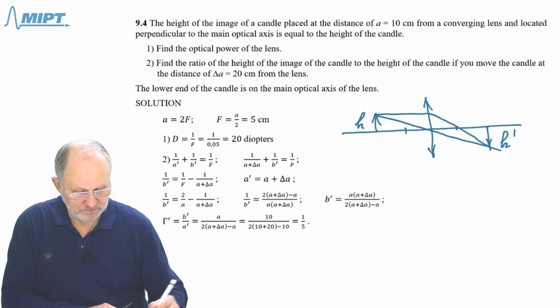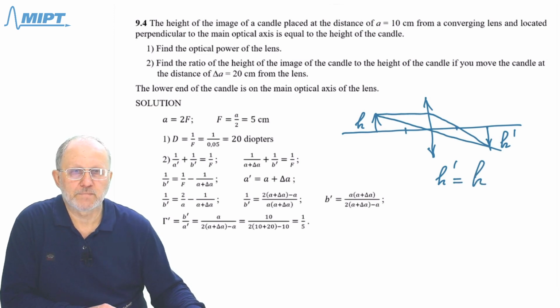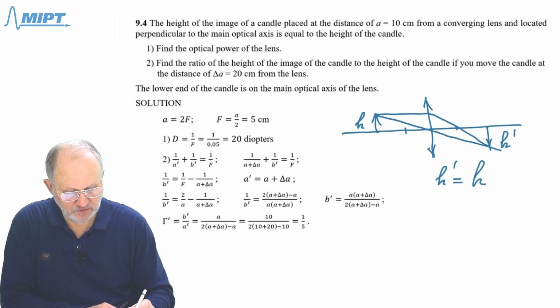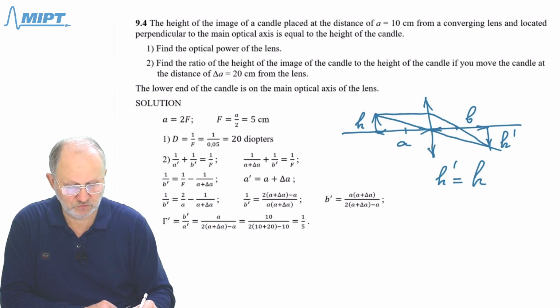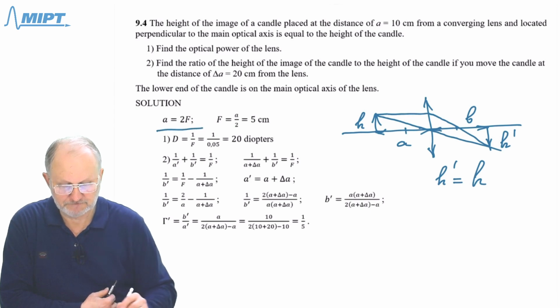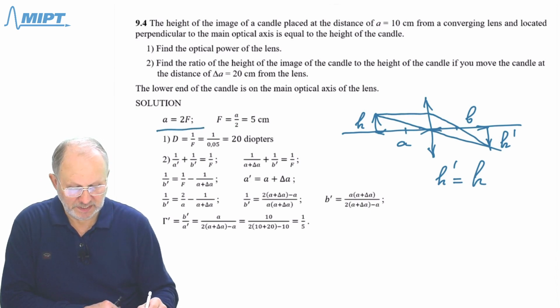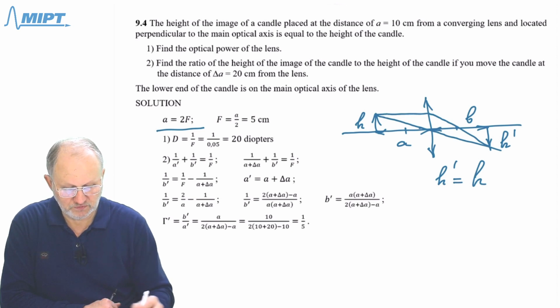That will be the height of the candle, and that will be the height of its image. The problem says that the height of the image is the same as the height of the candle. It means that the distance of the candle from the lens equals the distance of the image from the lens. And that means that the image and the candle itself are located at the double focal distance from the lens, which is indicated here. So this picture just helps you understand why a equals 2 focal distances, double focal distance.